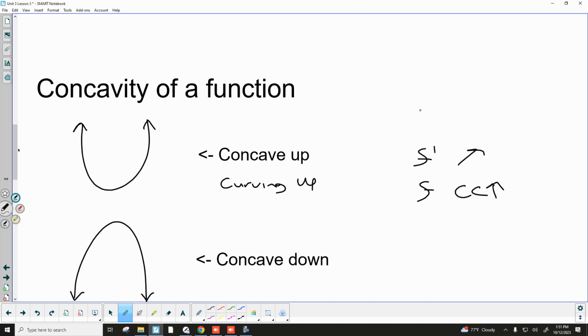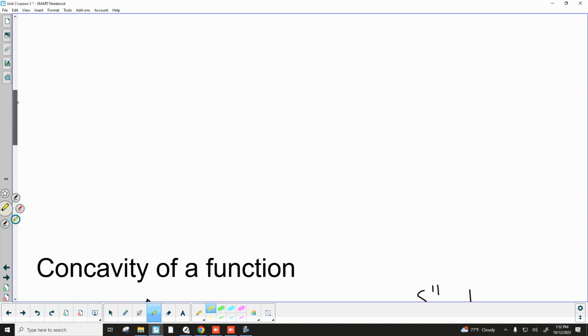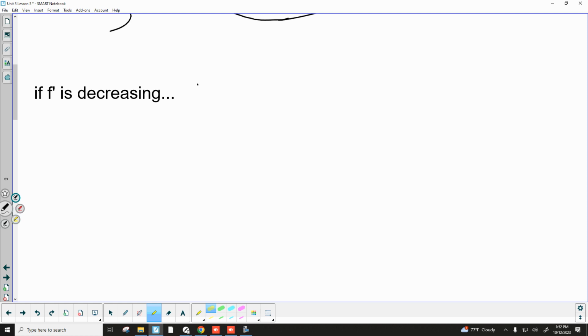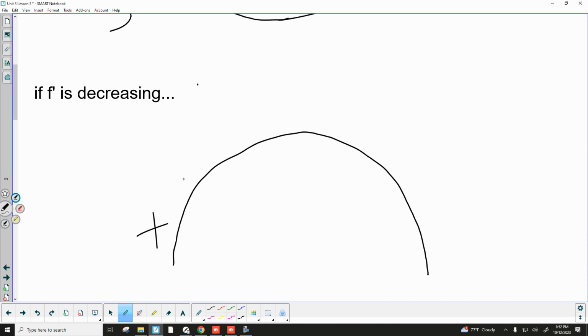You can see that if f prime is decreasing, slopes of 5, 4, 3, 2, 1, 0, negative 1, negative 2, negative 3, negative 4, negative 5, we create this type of curve. Big positive, less positive, 0, negative, more negative. So we see that if we are curving downward, we call it concave down. Your slopes will be decreasing. If your slopes are decreasing, your function must be concave down.